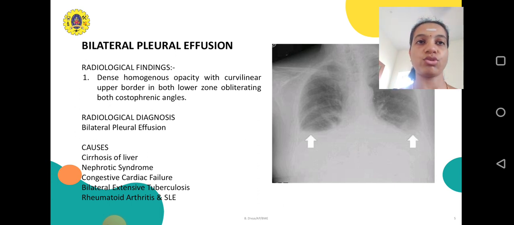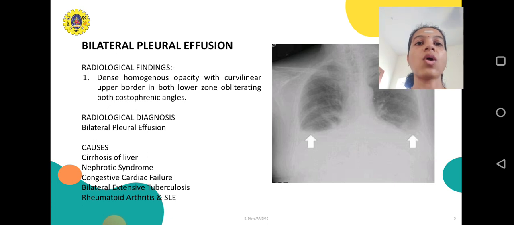Bilateral pleural effusions. Before, we showed the unilateral; now we are going to see the bilateral. Radiological findings: dense homogeneous opacity with curvilinear upper border in both lower zones, obliterating both costophrenic angles. Radiological diagnosis: bilateral pleural effusion.